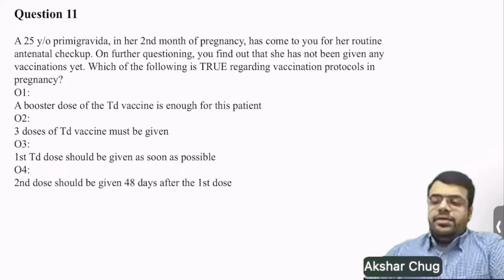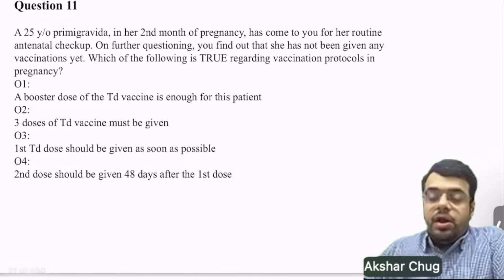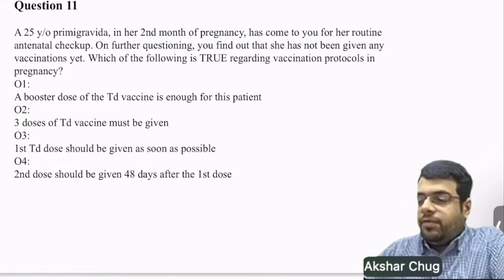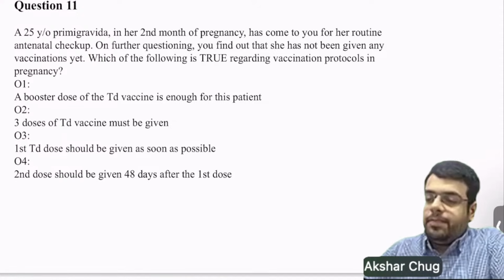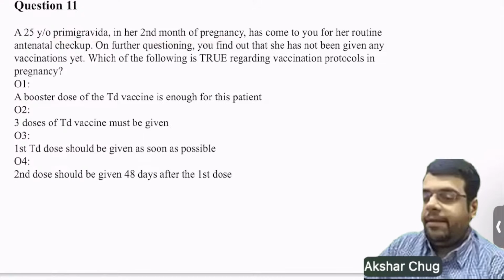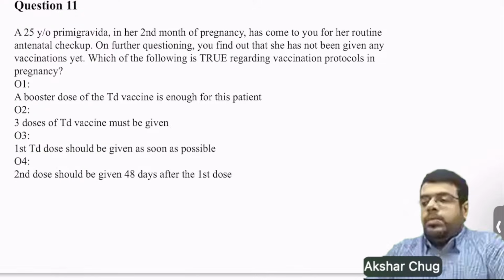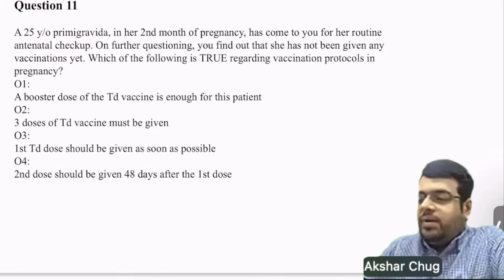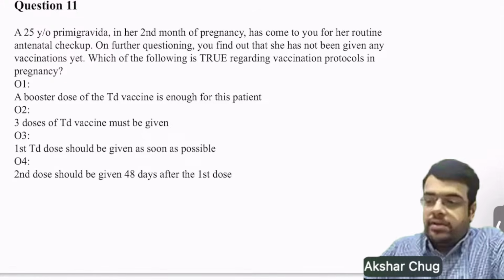So this again is a slightly longer question. Here we are asked which of the following is true regarding the vaccination protocols in pregnancy. A 25-year-old primary gravida in her second month of pregnancy has come to you for a routine antenatal checkup. On further questioning, you find out that she has not been given any vaccinations yet. Which of the following is true?